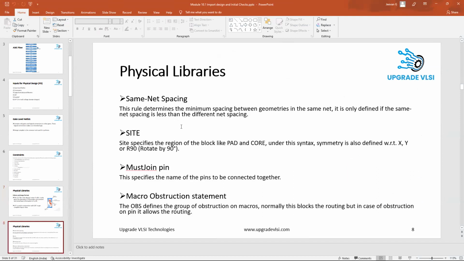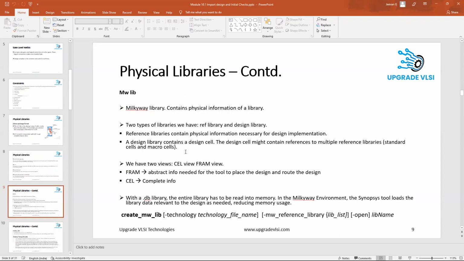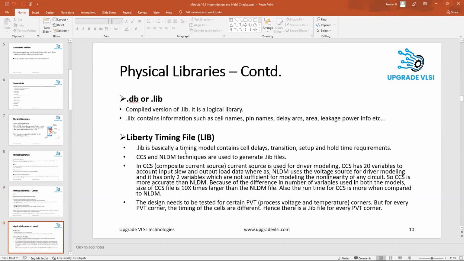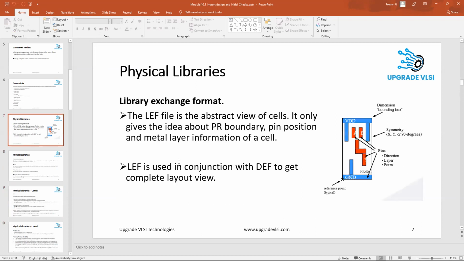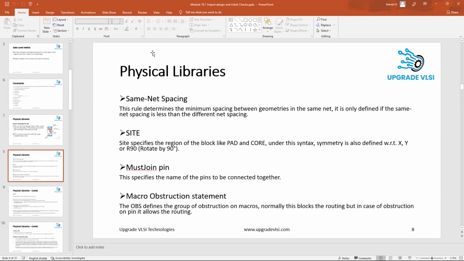So let's see: same net spacing, site, multi-joint pin, macro obstruction statement. What are all these things? Let's see what it will have. Same net spacing is defined where the same net spacing is less than the different net spacing. Site row, multi-joint pin, macro obstruction statement.